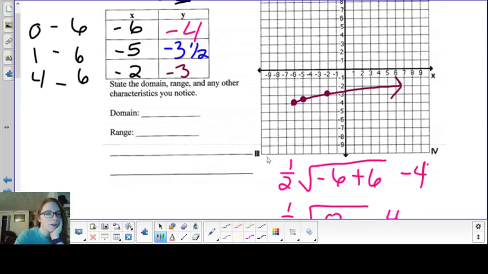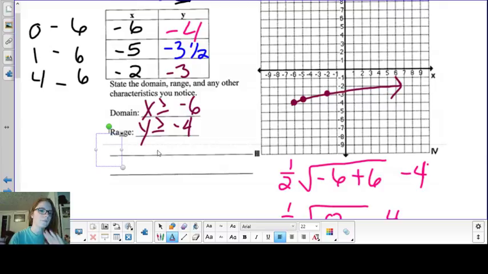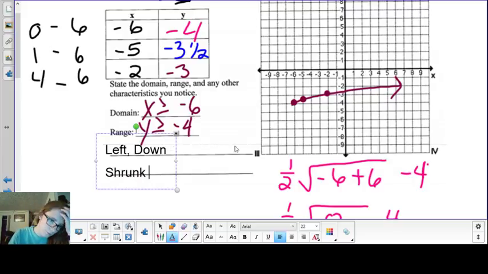So the domain is my x's, and they're still getting bigger. And they're getting bigger than -6. My y's are also getting bigger in this case, and they're getting bigger than a -4. We went to the left, 6. We went to the left, and we went down. We did not reflect, but we shrunk instead of stretched. We've shrunk by a half.